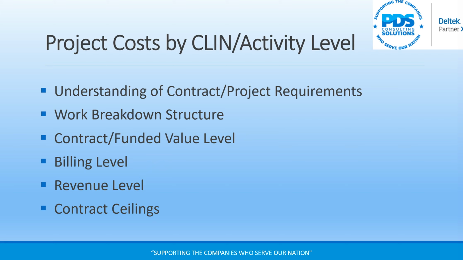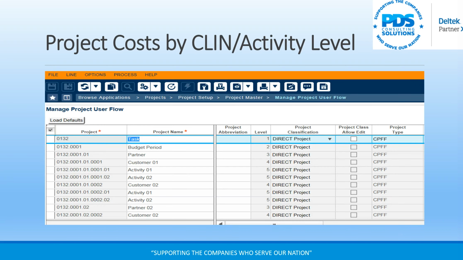For example, your work breakdown structure may have 6 or 7 line items to it. You may be billing and doing revenue recognition at the top level, or you may be doing billing down at the task level. So within Costpoint, we're able to capture all these different levels, the funding level, the billing level, the revenue level, and be able to track contract ceilings, which is a requirement to be able to track those and to be able to report against the ceilings within your project and within your contract. So here's an example of what this looks like in Costpoint.